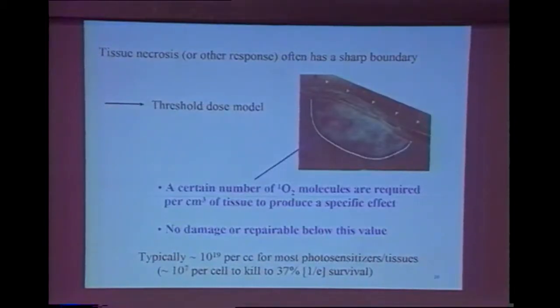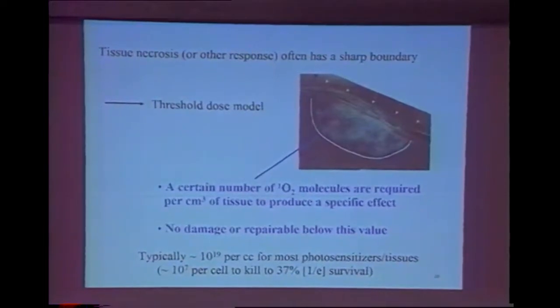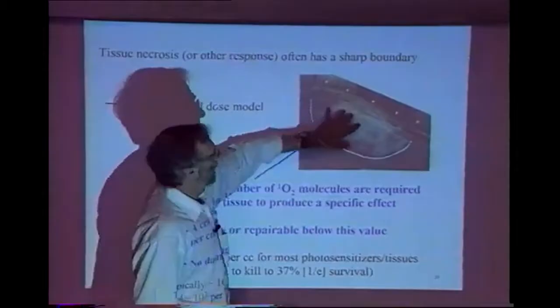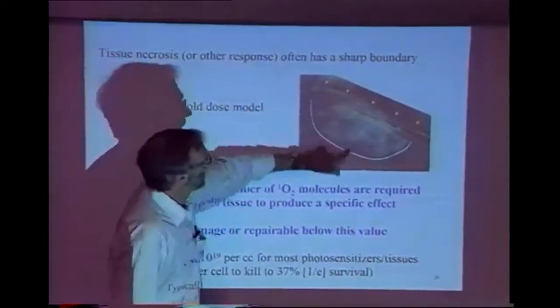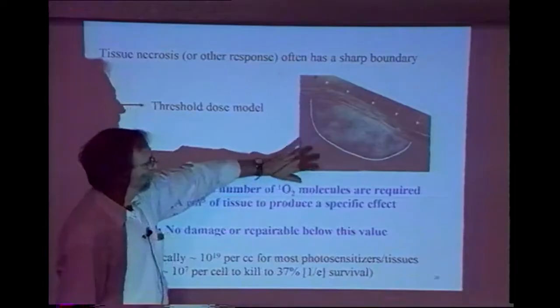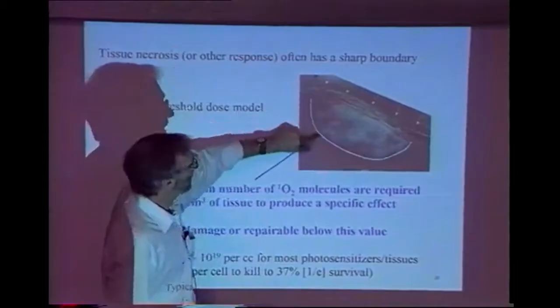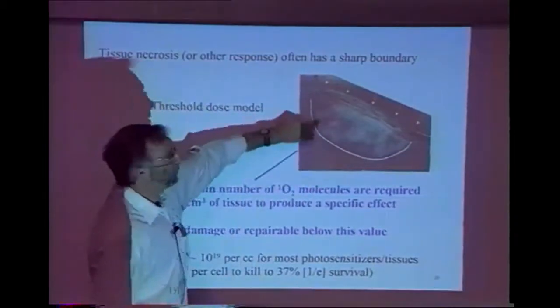So one of the observations made a number of years ago with PDT by many people, clinically and also in animal models, is that the necrosis or other responses, the same as true perhaps for apoptosis, the necrosis often has a very sharp boundary. So if we look at this situation again, this is liver tissue with the light coming in from this direction, and you see this animal has been injected with a blue dye after treatment, and you see the dye is excluded from this region. And the surprising thing is that this is fairly sharply bounded.